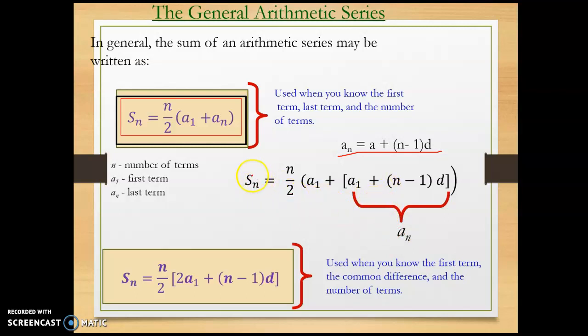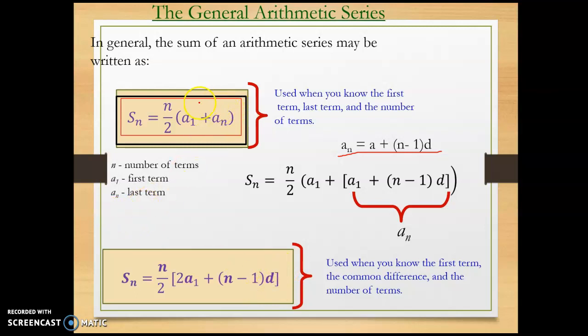rules apply. S sub n this time is what we call the sum of an arithmetic series given the nth term, right? So the same variables are used. n is the number of terms, a sub 1 is the first term, a sub n is the last term, and d, sometimes you're going to use d. The same d is the common difference.